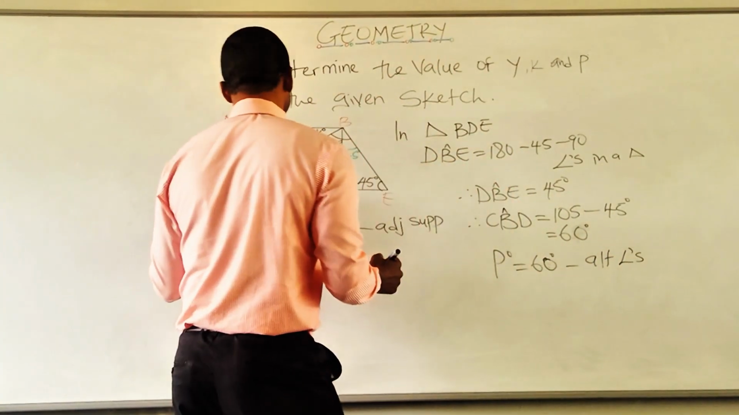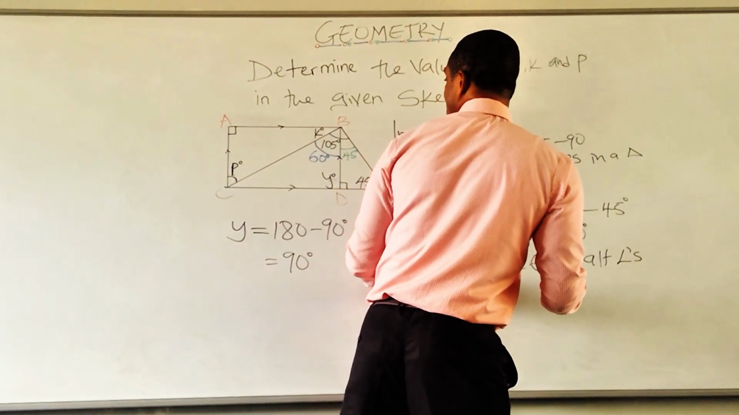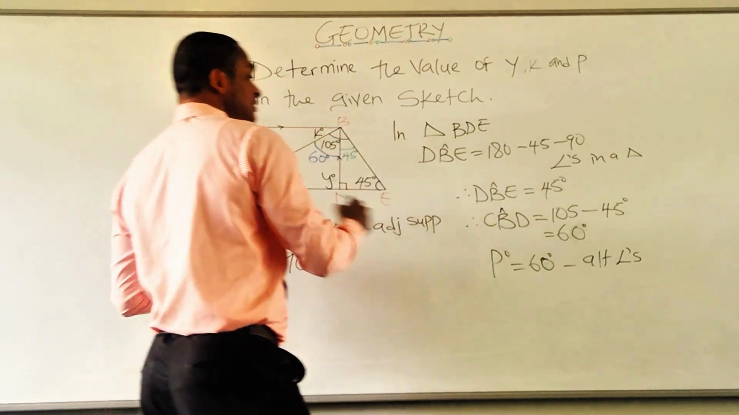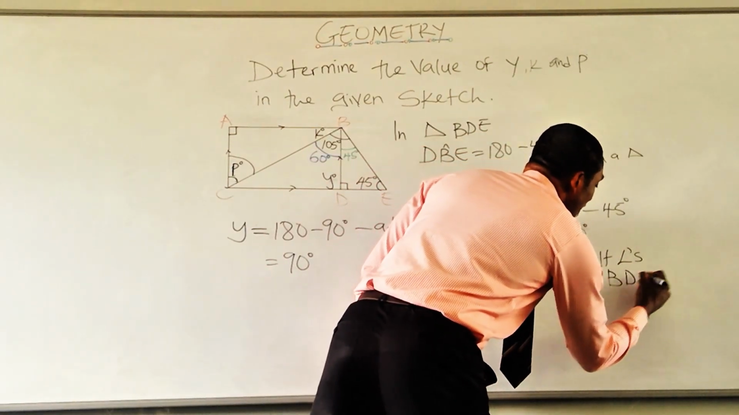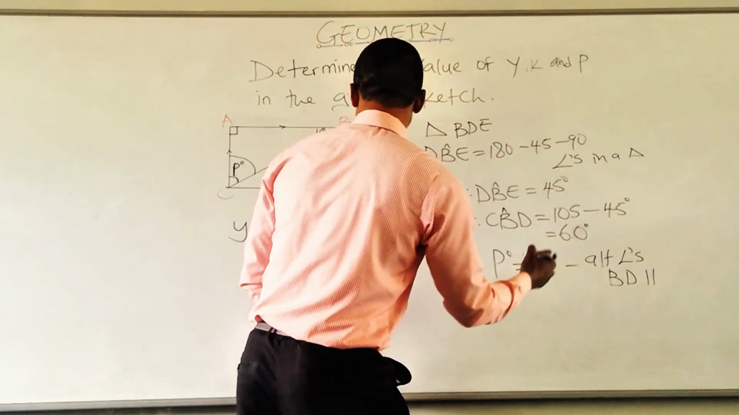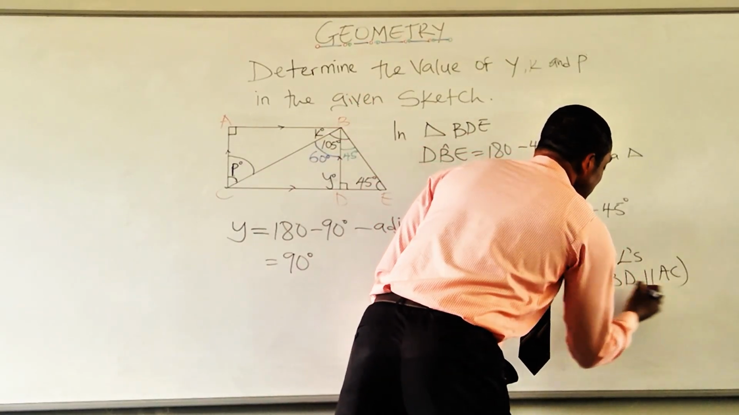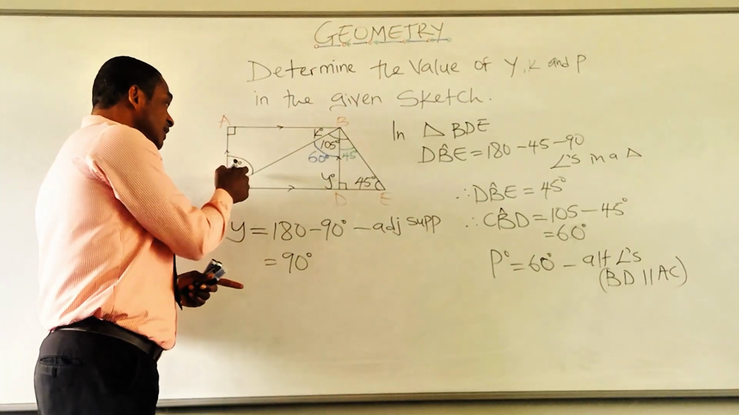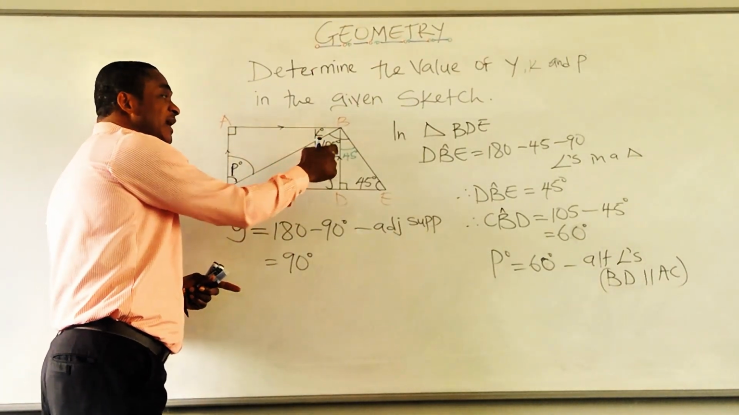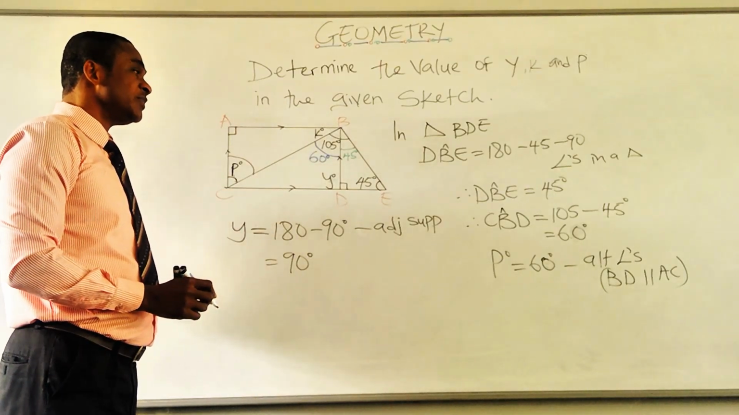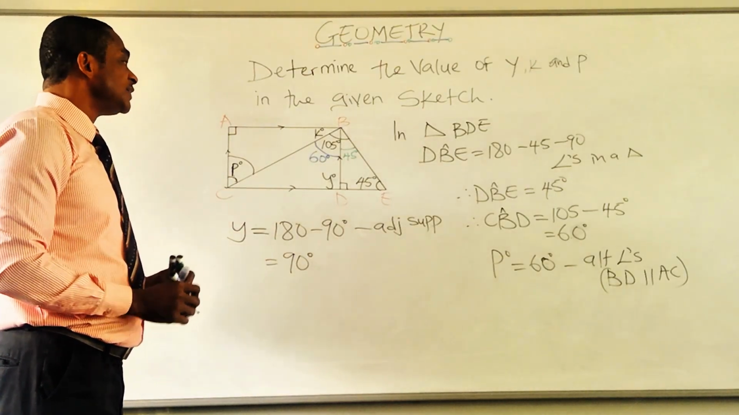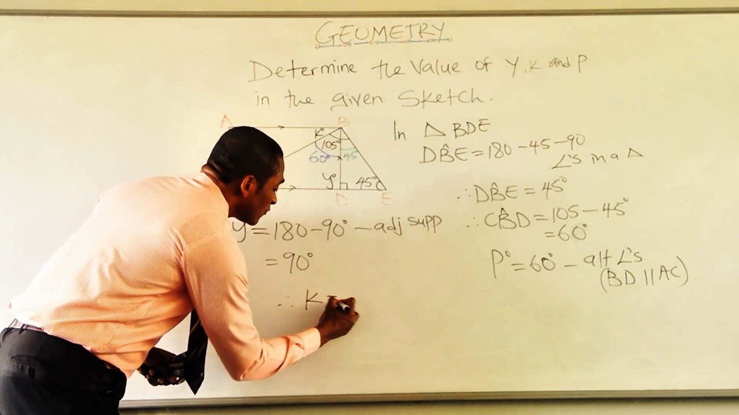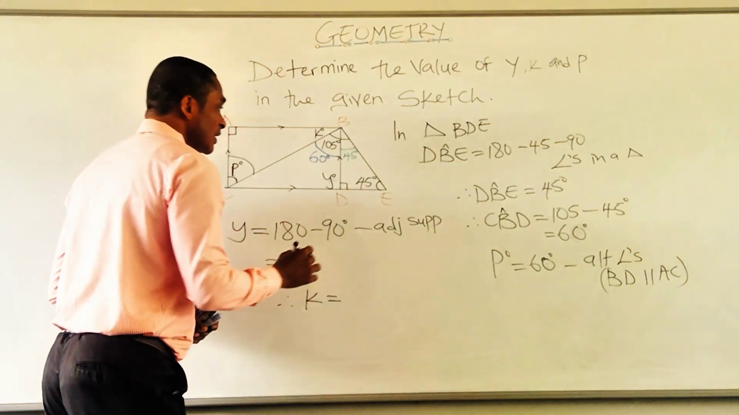And they are alternate because the angle involved with them is BD parallel to AC. Please be very careful to choose the right lines. It must be the line they formed their angle on. Please be very careful. Likewise, we can say that k is equal to 90.